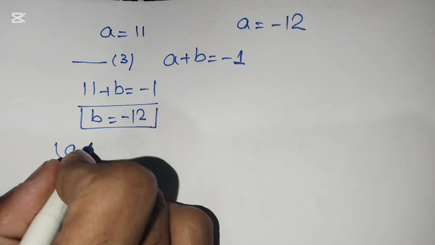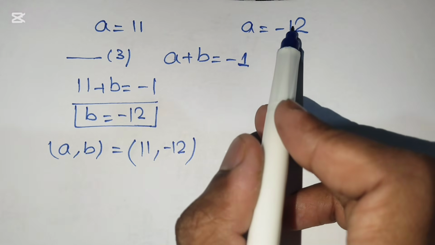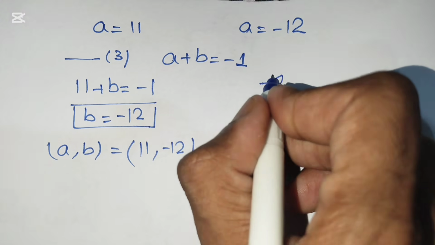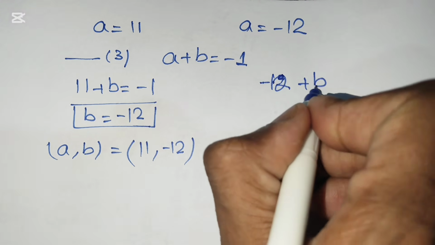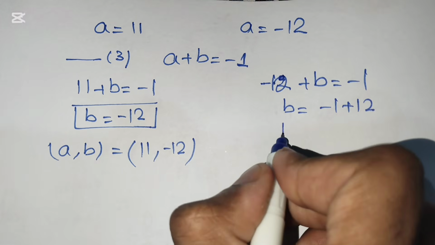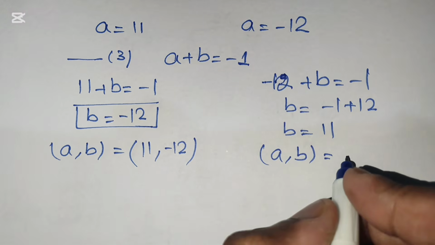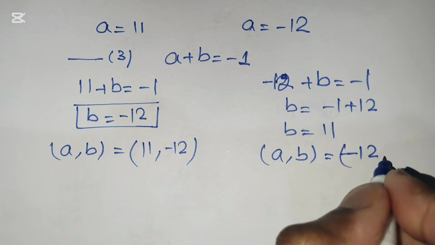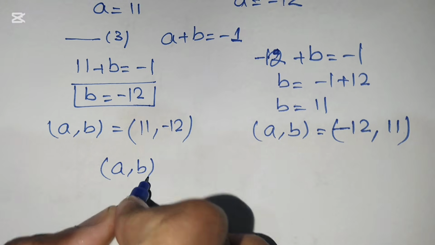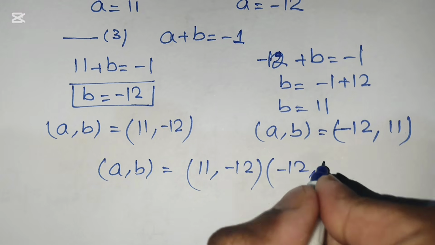So (a, b) will be equal to (11, −12). And we put −12 here: a is −12, plus b equal to −1. b is equal to −1 plus 12, and b is equal to 11. So (a, b) equals (−12, 11). So the final answer: (a, b) is equal to (11, −12) and (−12, 11).